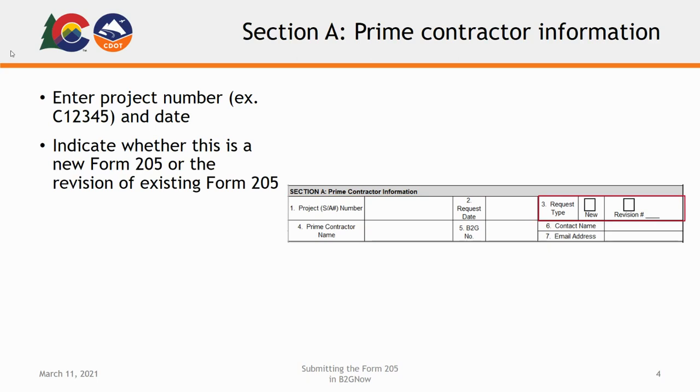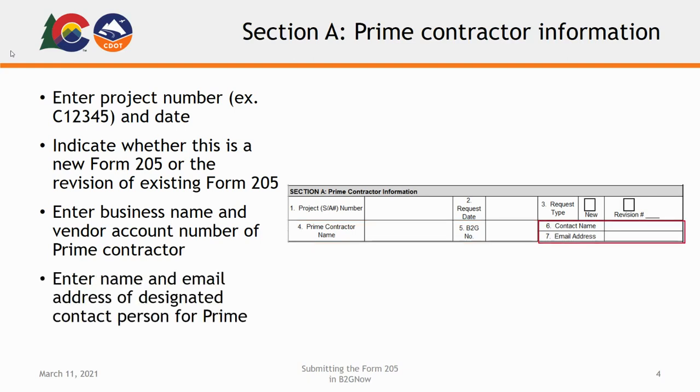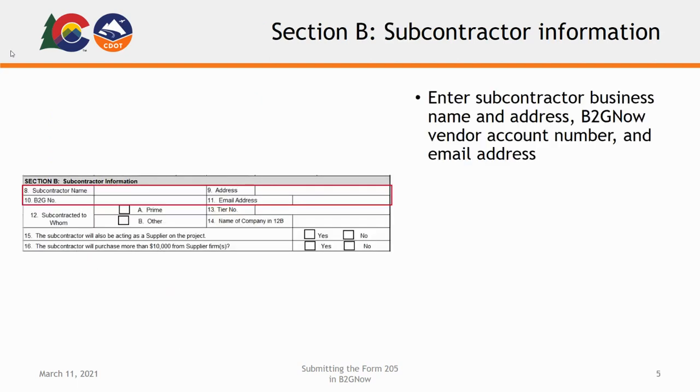For Part 3, indicate whether the form you are completing is a new Form 205 or a revision of a submitted 205, and if so, indicate the number of revisions that have been submitted thus far. Part 4 will be the name of the prime contractor, and Part 5 will be their B2G Now vendor account number. Lastly, in Part 6 and 7, you will enter the name and email address for the designated contact person for the prime contractor. The next step is to complete the subcontractor information for the project.